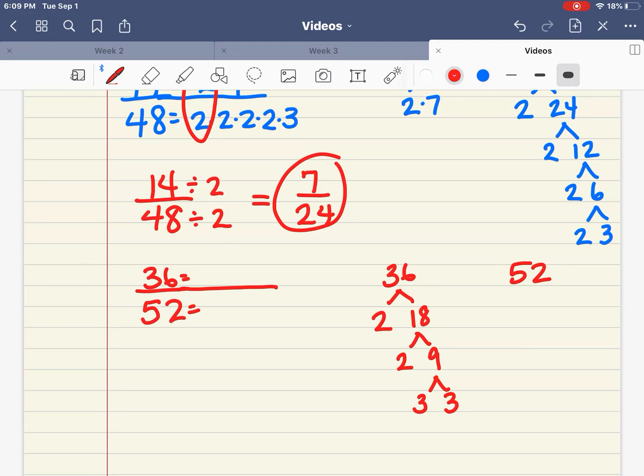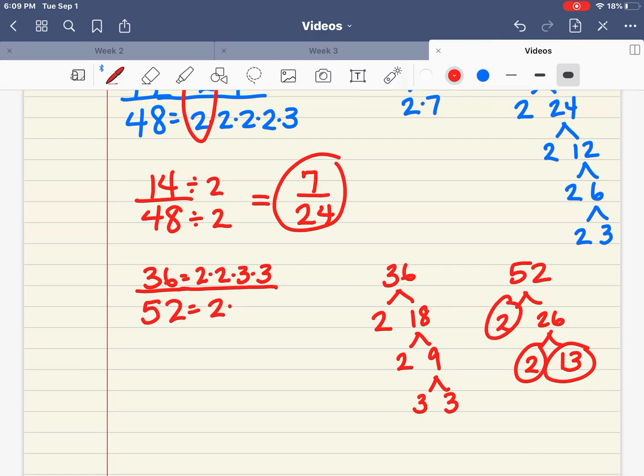Once you've done that, you will write those over here. 36 is equal to 2 times 2 times 3 times 3. Let's do 52. It's even, so it's divisible evenly by 2. So that's 2 times 26. 26 is an even number, so that's 2 times 13. 13 is prime, so I'm done here. The factors of 52 are 2 times 2 times 13.